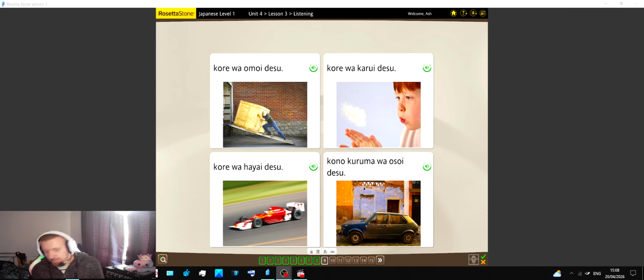Okay, so the reason I've gone to get a pen is so that I can again add to my reference sheet pages. Kono as this or that. And then we want karui is light. Omoi is heavy. Osoi is slow. Hayai is fast.